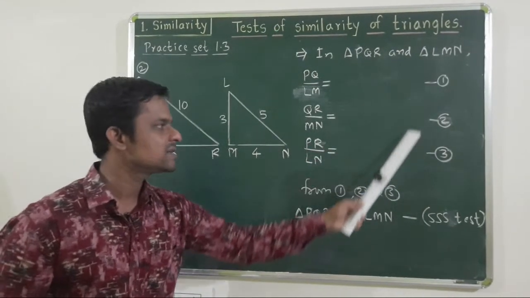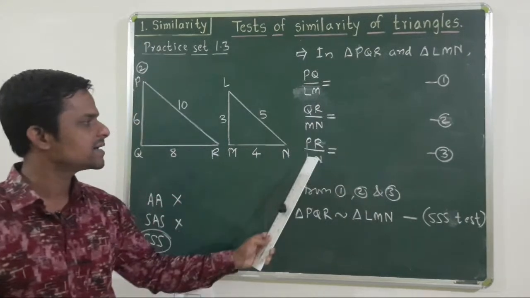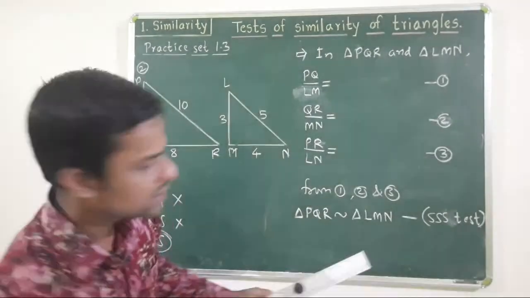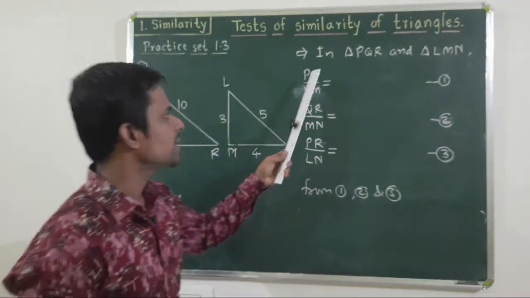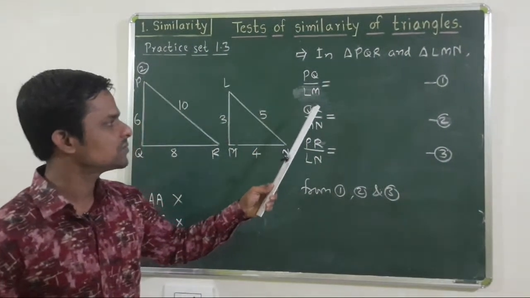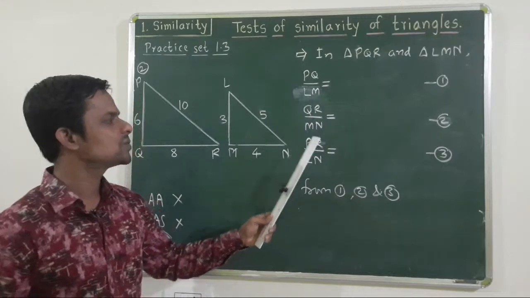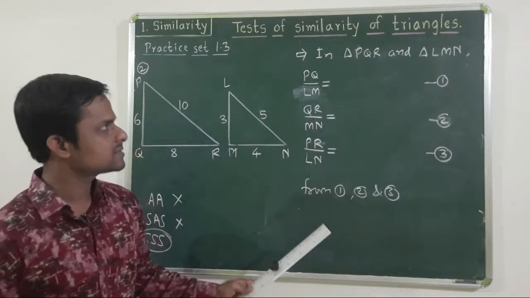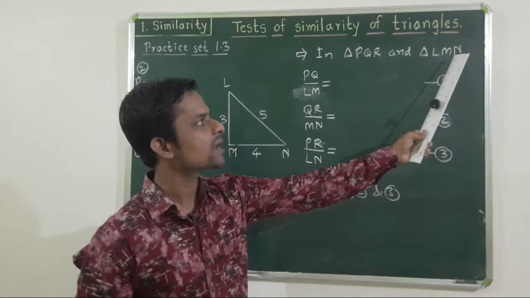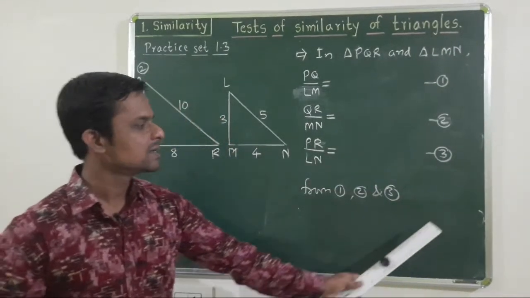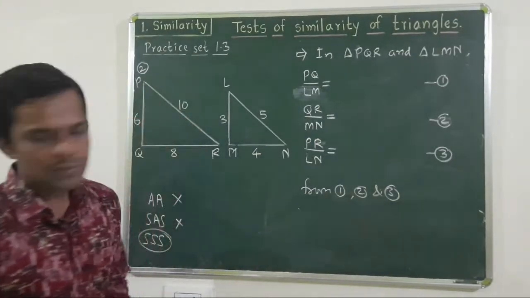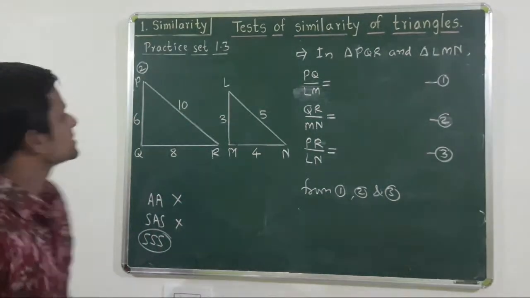Means their right hand sides will be the same, therefore their left hand sides will also be the same. Don't write directly. From 1, 2 and 3, we have to write PQ upon LM is equal to QR upon MN is equal to PR upon LN. Hence, triangle PQR is similar to triangle LMN by, this statement will be at last. It is the SSS test. This is about example number 2.